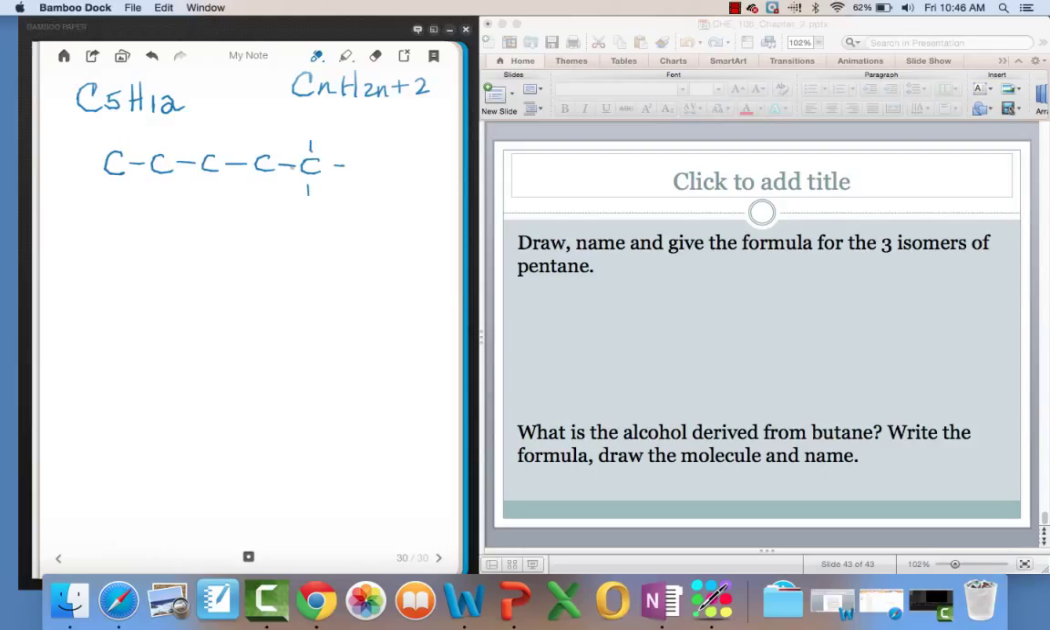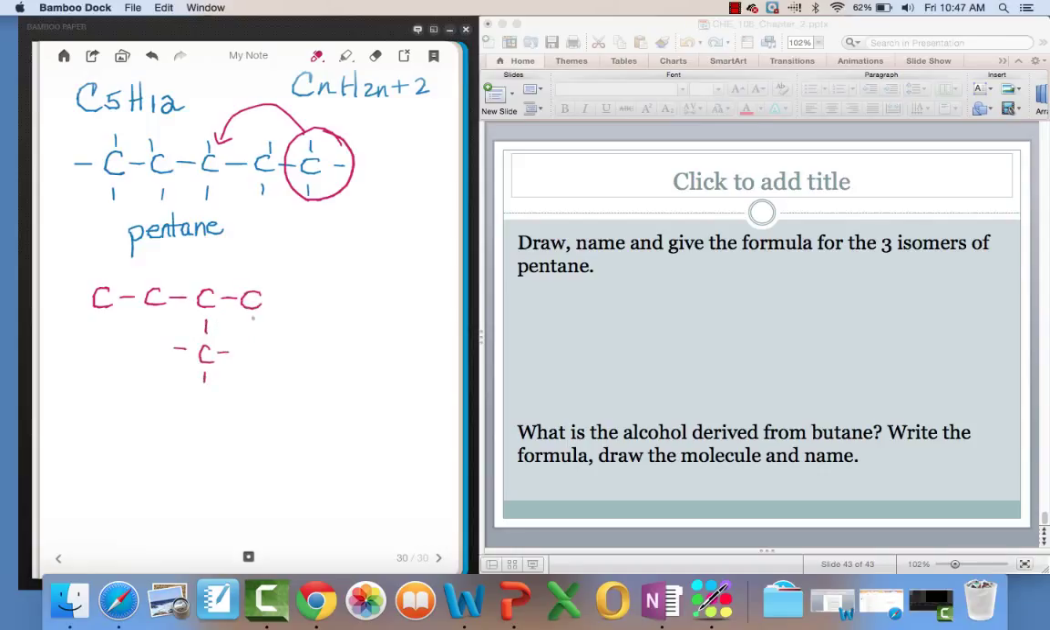And I know that each carbon gets 4 bonds, so all of these are H's, and if I count them all up in the end, I have 12 H's. So this is pentane. This is one of the first isomers. It's normal pentane. Now when I create an isomer, remember that I am going to take an H off and move it to the middle. So I'm going to take this one off and move it, say, here.